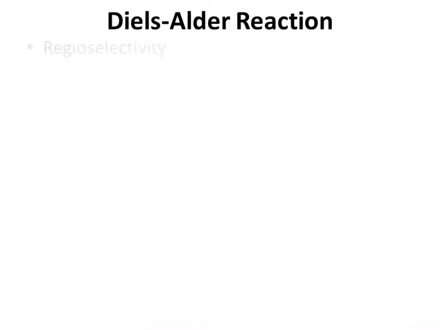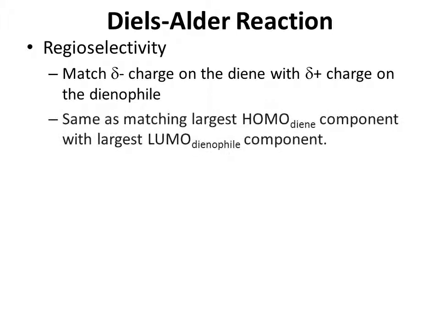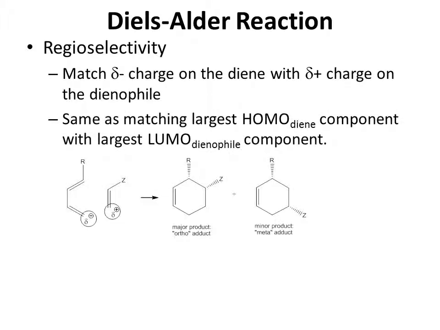Okay, now let's look at the regioselectivity of the Diels-Alder reaction. You want to match the partial negative charge on the diene with a partial positive charge on the dienophile. This is the same as matching the largest HOMO diene component with the largest LUMO dienophile component.